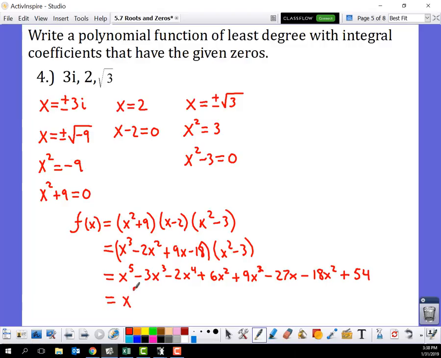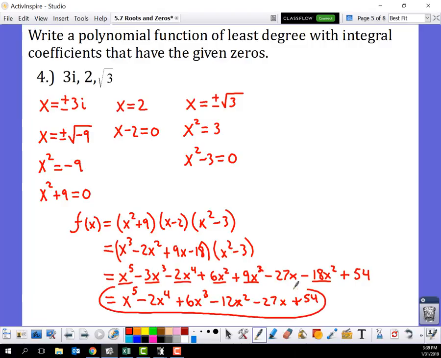So I have x to the 5th. I only have one x to the 4th term, so minus 2x to the 4th. I've got minus 3 plus 9 x to the 3rd, so that's going to be plus 6x to the 3rd. I have a 6x squared minus 18x squared, so that's going to be minus 12x squared. Minus 27x plus 54. Again, I don't see any fractions. I'm good to go. There is my function.